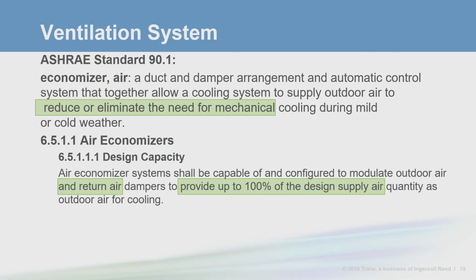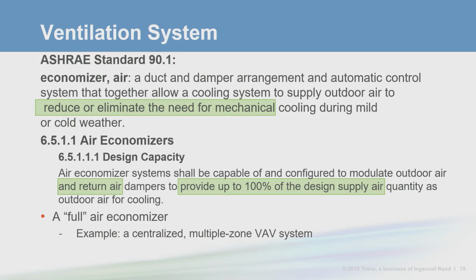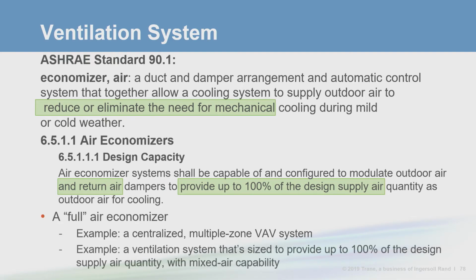So an air economizer is effectively a full economizer, with a classic example being a centralized multiple zone VAV system. However, a ventilation system that has been sized to provide up to 100% of the design supply air quantity with mixed air capabilities could also meet this intent.